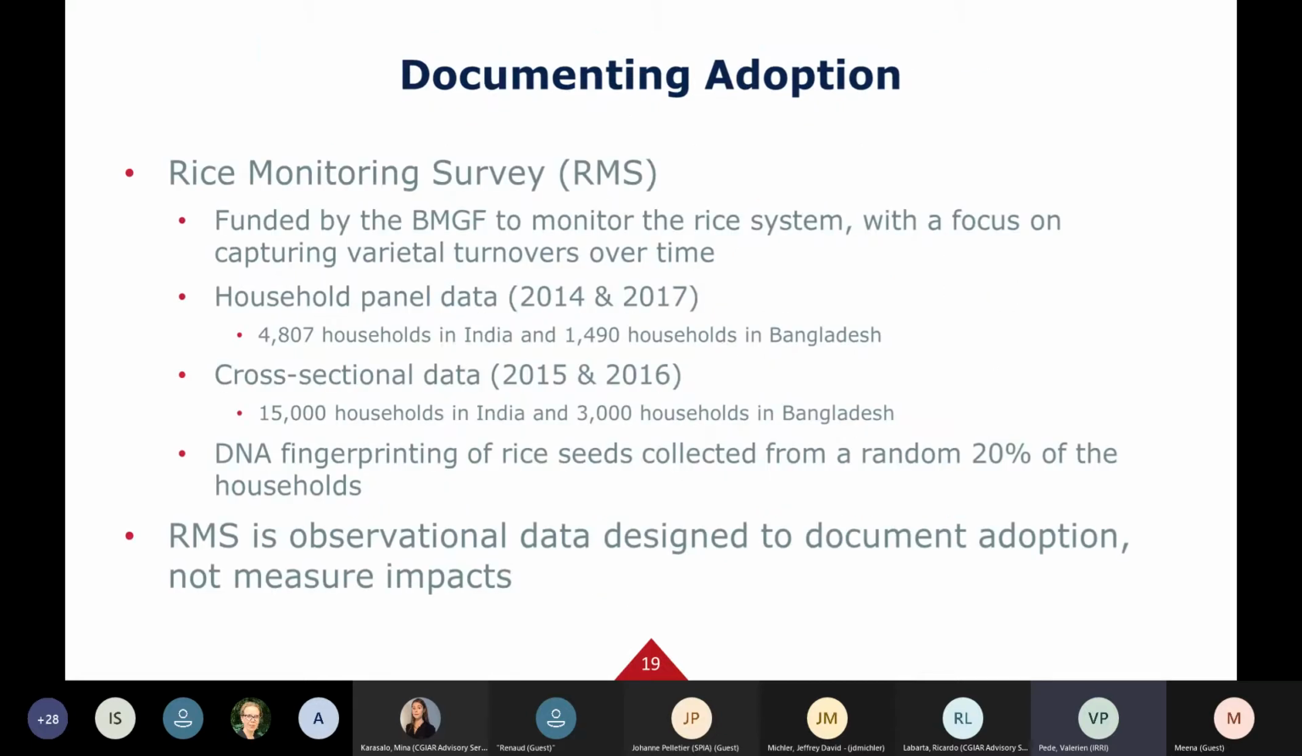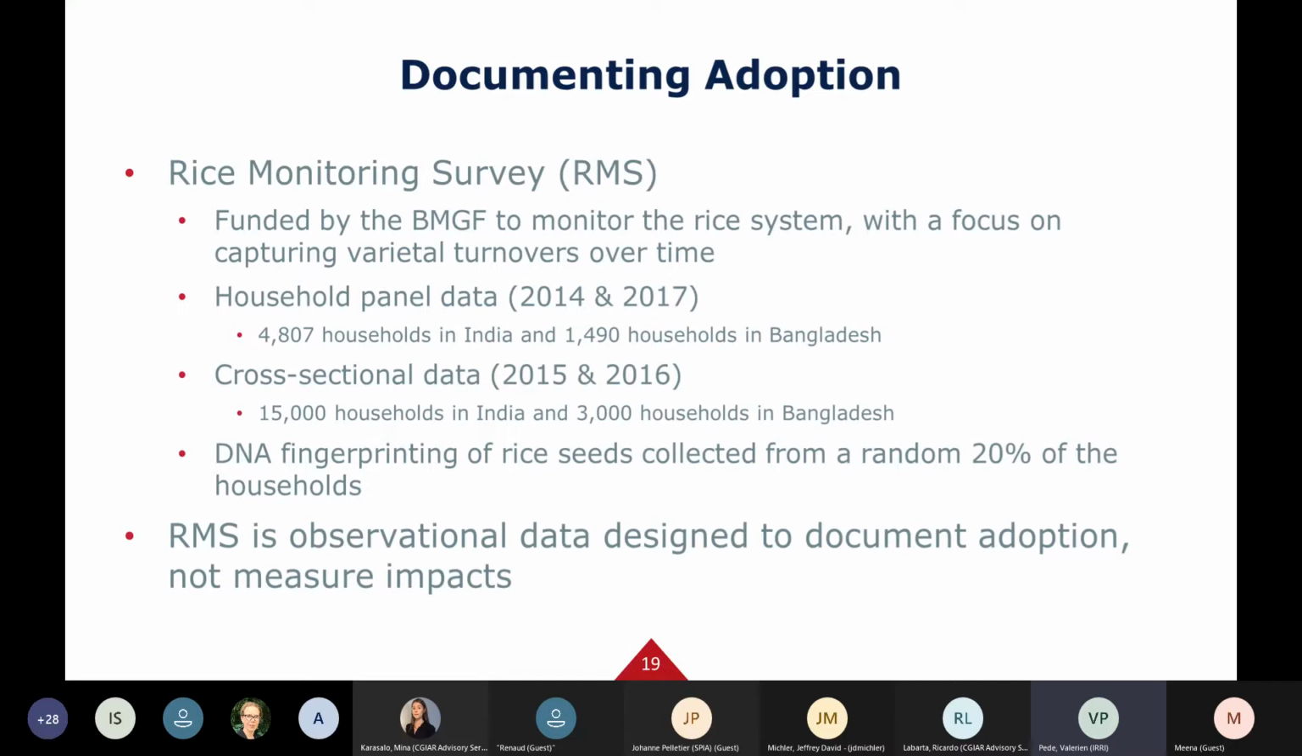The Rice Monitoring Survey project was funded by BMGF, and the primary purpose was to monitor the rice system with a focus on capturing varietal turnover over time. So, the way the project was designed, it was mainly to document adoption, not to measure impact. But in the context of our project, this rice monitoring survey is very useful for the work that we are doing.